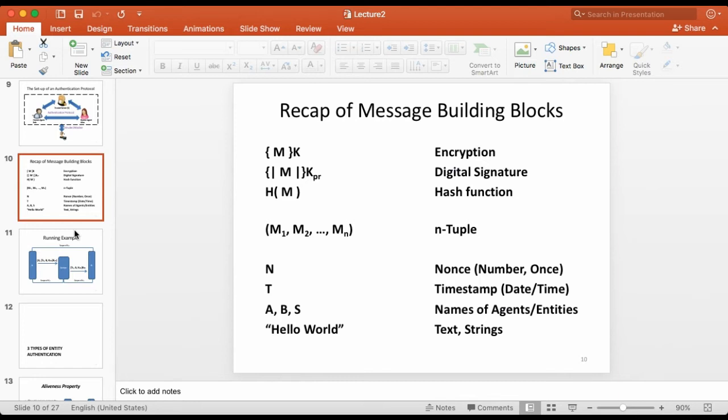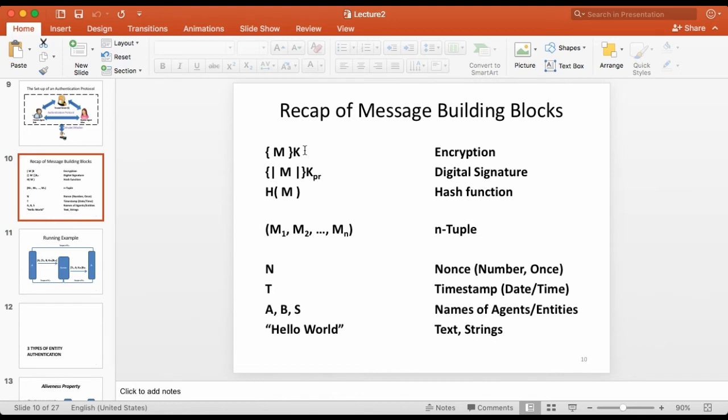So let's recap here the main building blocks for our messages. This slide is just to lay down the terminology, the language that we're going to use from now on, and the various symbols that we're going to utilize in building up our protocols and writing them down. As we said, we came across these last week as well.